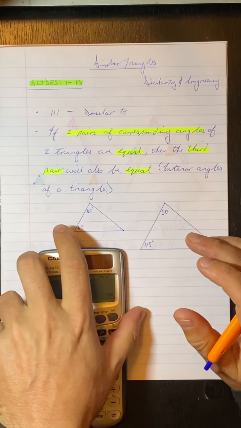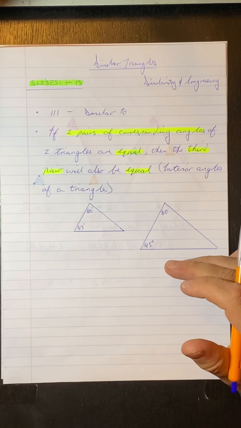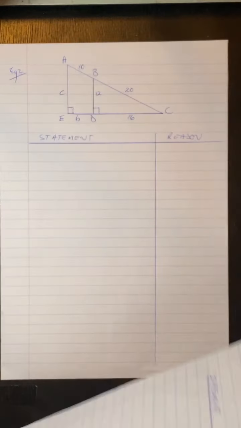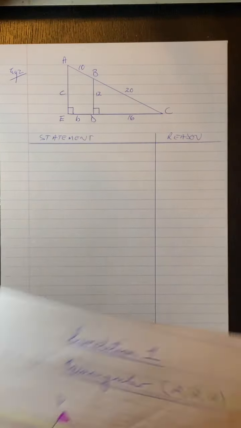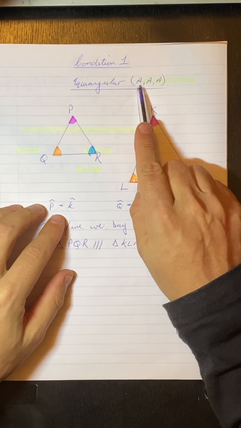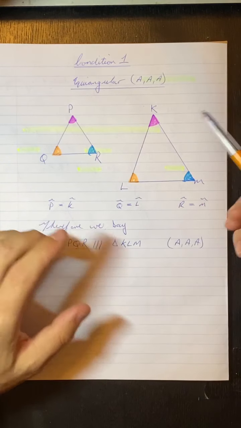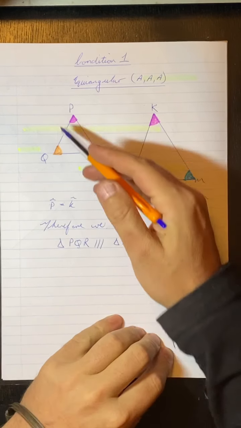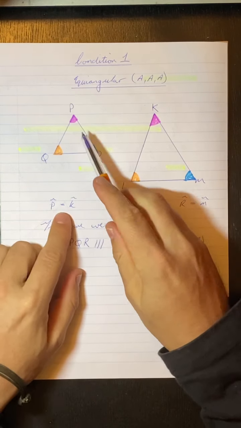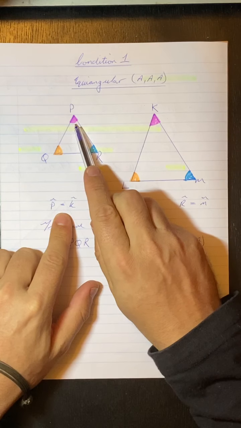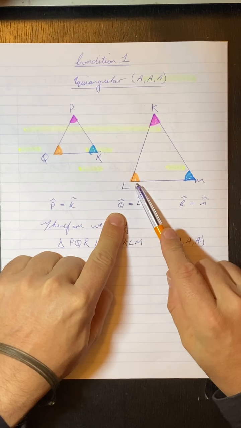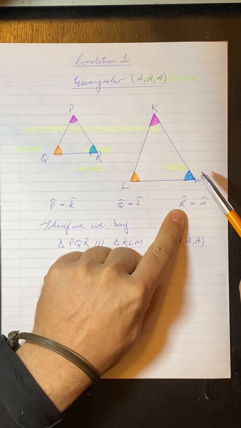Now, I'm going to go on to two conditions for similarity. These are important, so please pay special attention to them. Condition 1 is equiangular, and we say AAA for angle, angle, angle. In this example here, we have a triangle PQR and a triangle KLM. I've color-coded it here. You can see that angle P is equal to angle K, angle Q is equal to angle L, and angle R is equal to angle M.